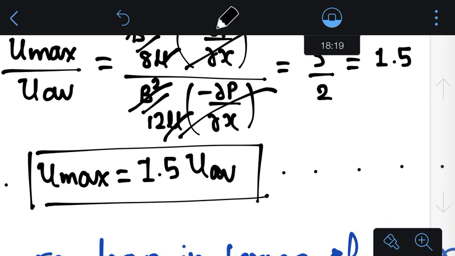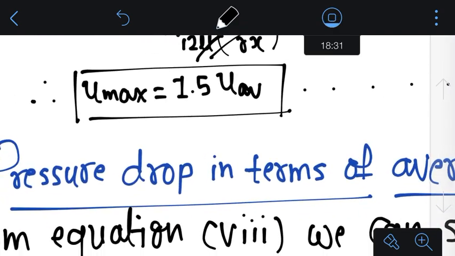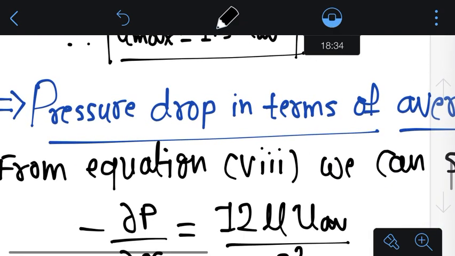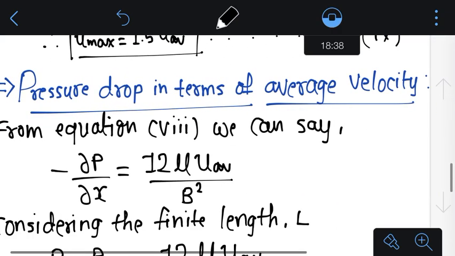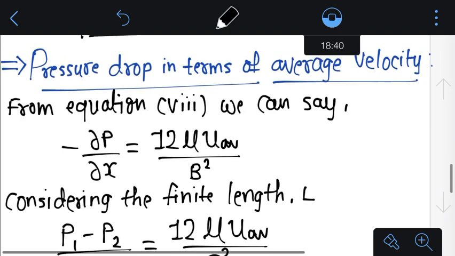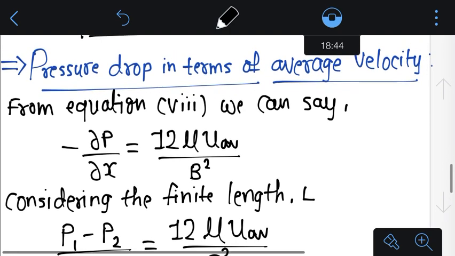So in the case of a circular pipe, it was equal to 2 times the average velocity. Here it is 1.5 times, right? So this is the case for the ratio of maximum velocity to average velocity. Now moving further, we'll see the pressure drop in terms of average velocity. Pressure drop is nothing but the drop of pressure, or in other words, we can write it as loss of head.